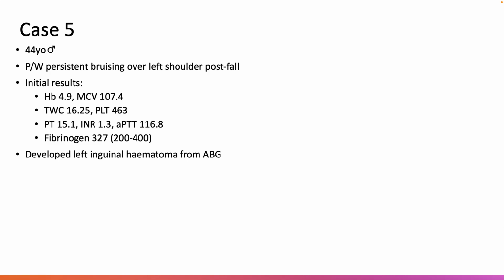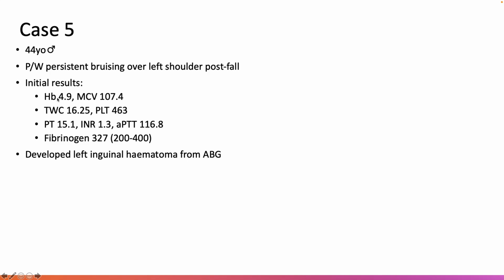Okay, so this case 5 is a very interesting case. I encountered this case back in HKL. It's a 44 year old man who had persistent bruising over the left shoulder after he sustained a fall, and he was hit on the door side. Subsequently the bruises persisted, and he went to the ED because of symptomatic anemia with a Hb of 4.9 with macrocytosis, and the total white count slightly elevated with platelets of about 400.